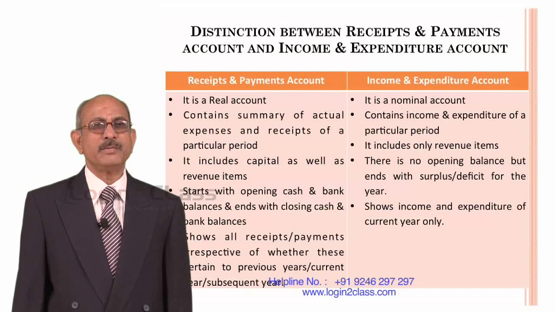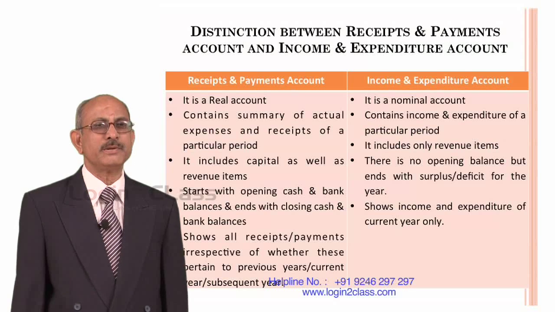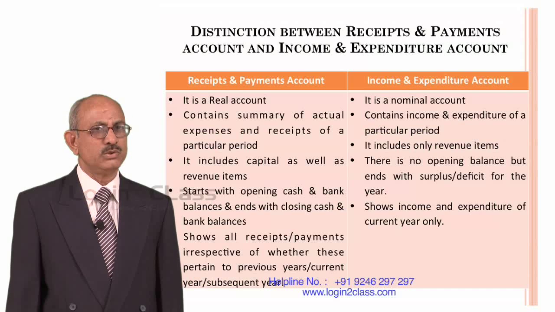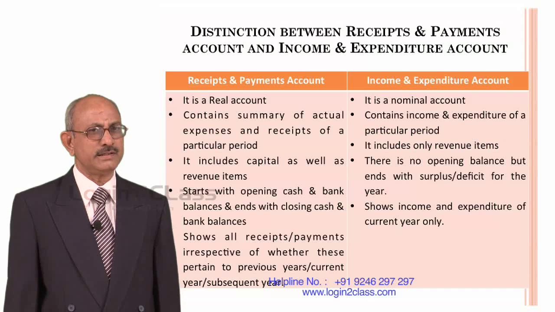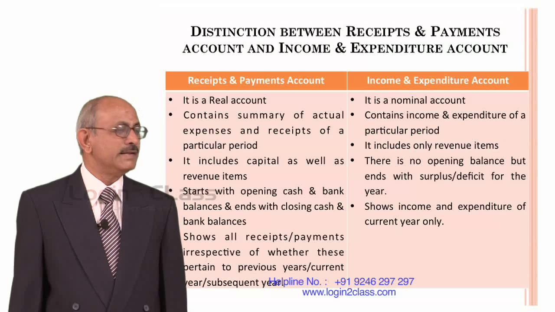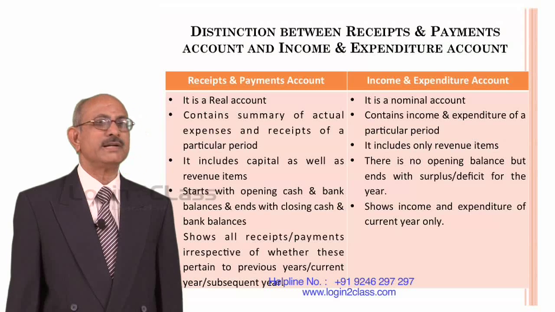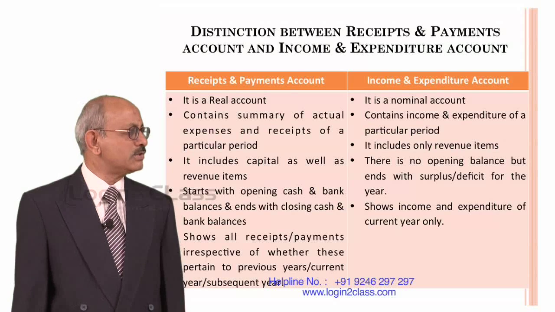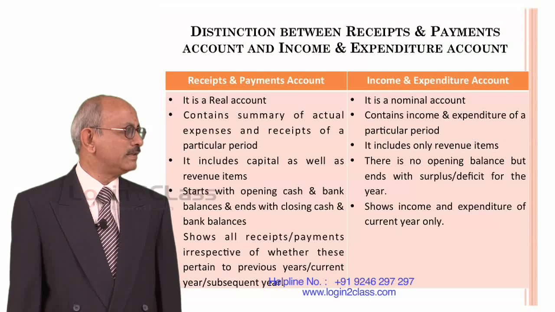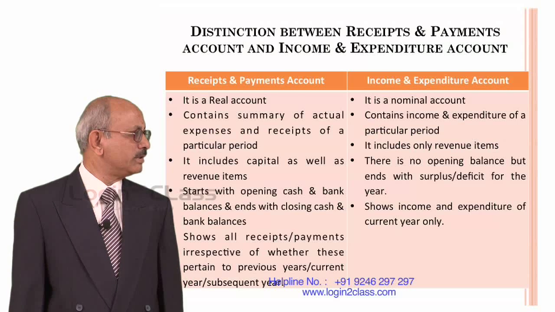Secondly, receipts and payment account contains the summary of actual expenses and receipts of a particular period. Whatever expenses are incurred, whatever income is earned during that particular period actually received is accounted for in the receipts and payment. Whereas income and expenditure account details the income and expenditure of a particular period. That means whatever pertains to that period only is accounted for, whether received or not. If received in advance, then it is not accounted for. It is always on an accrual basis.